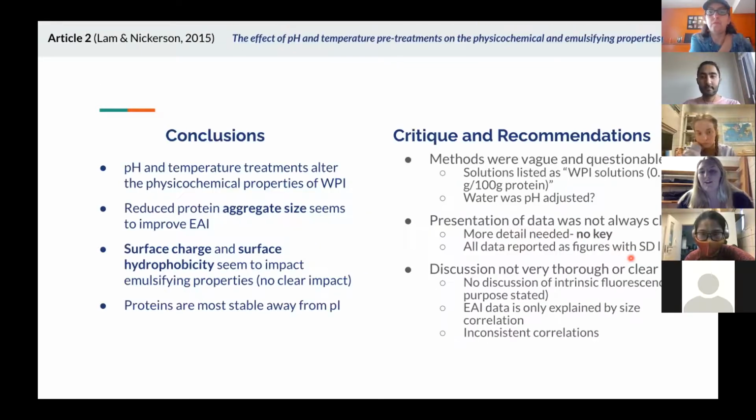Sorry, and then the discussion wasn't very thorough or clear. I think the data could have been explained better, like the emulsification activity explained by surface hydrophobicity and other tests that they ran. And then the correlations seemed inconsistent overall.